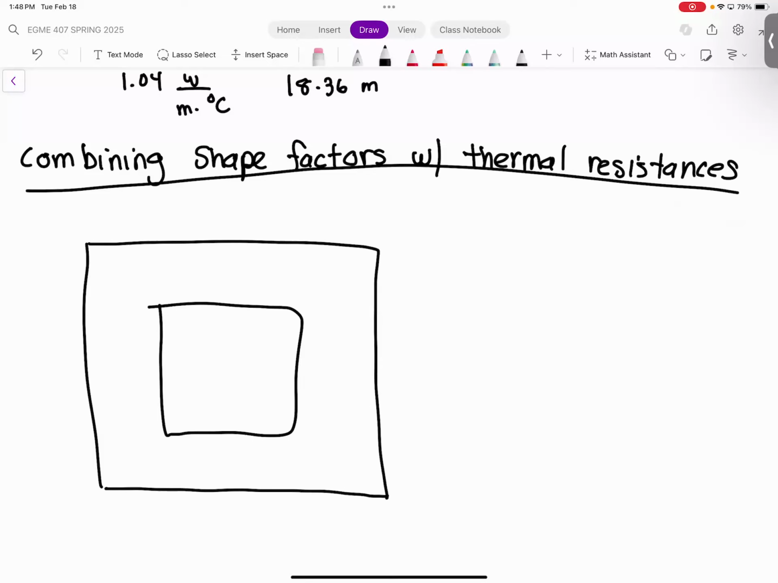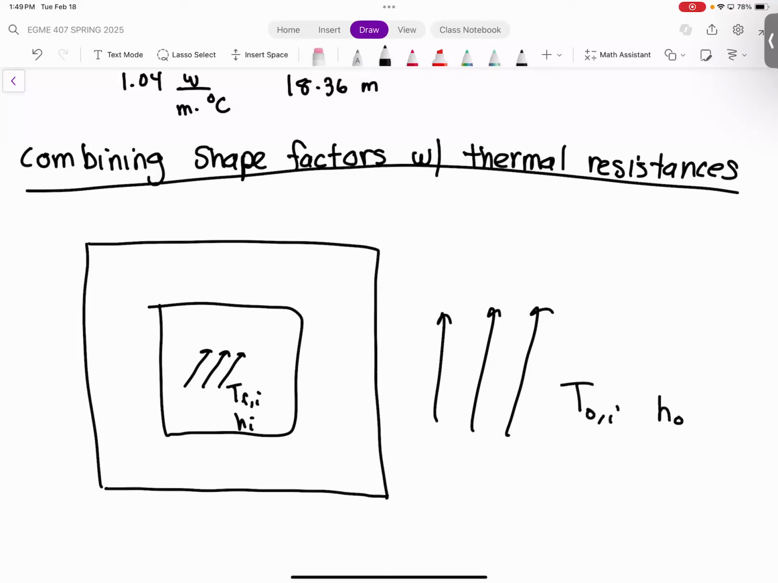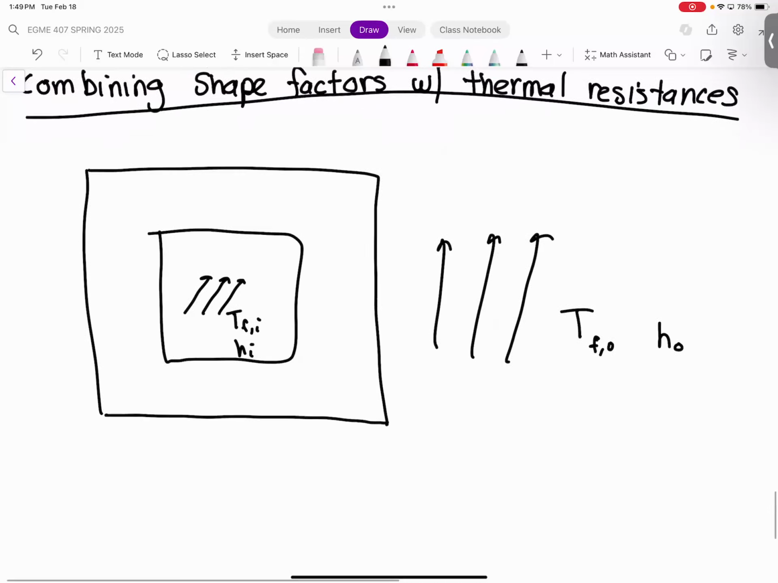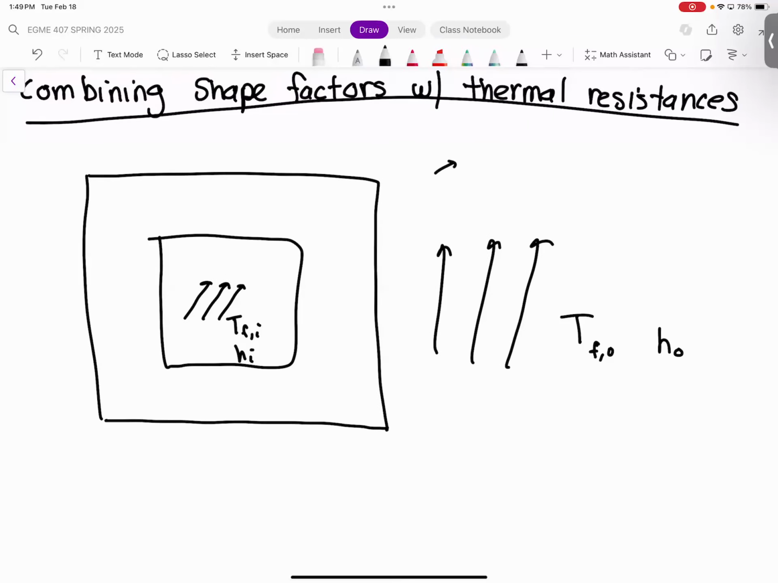which looks like this. And both inside and outside of the square channel, you have some kind of fluid that's moving. So inside, you have a fluid, and so you have TFI and HI, okay? And on the outside, you have a moving fluid with its own temperature. So TO, or I messed up. Should be TFO. Sorry, temperature of the fluid on the outside, and a convection coefficient HO. Okay. And what I asked you basically to do in the problem is to compute the heat transfer or heat loss from this square channel.